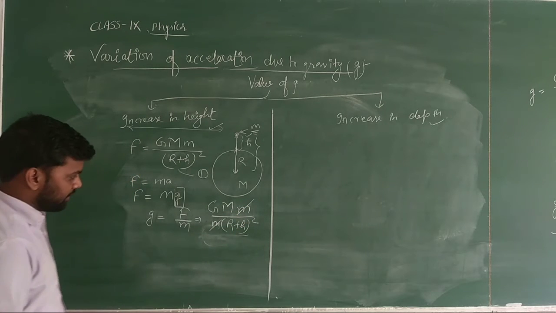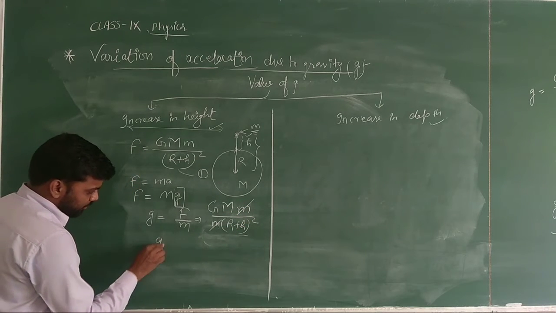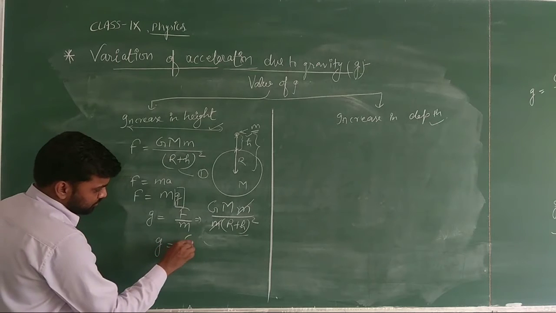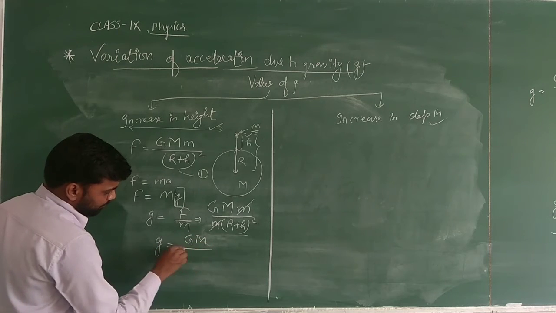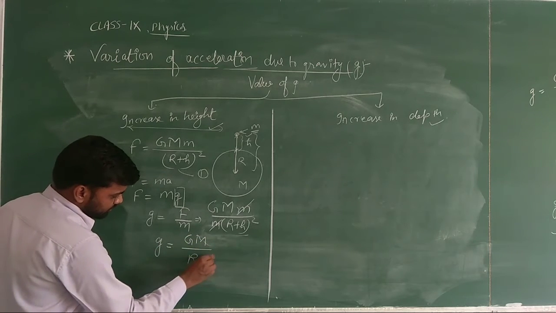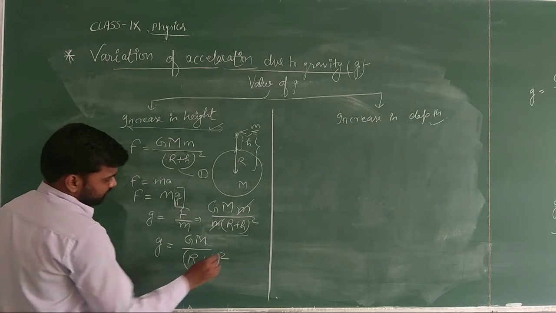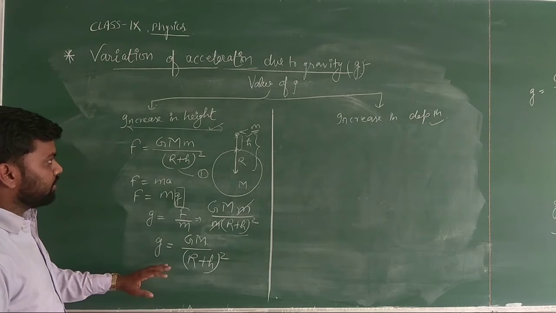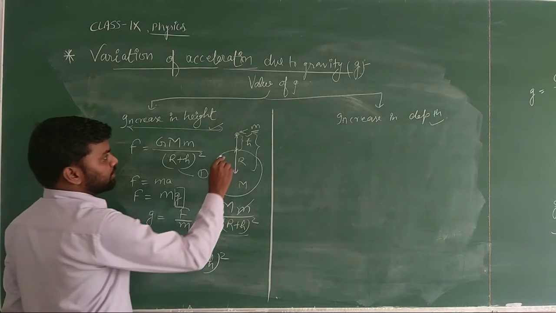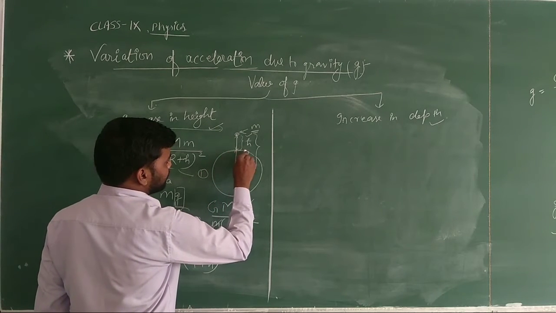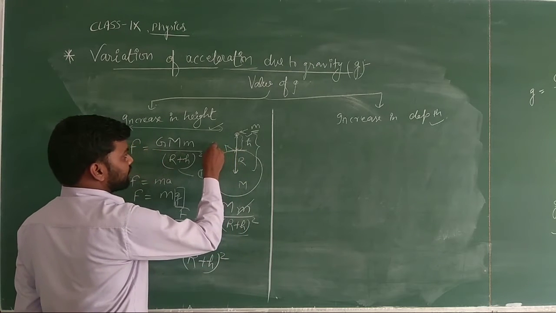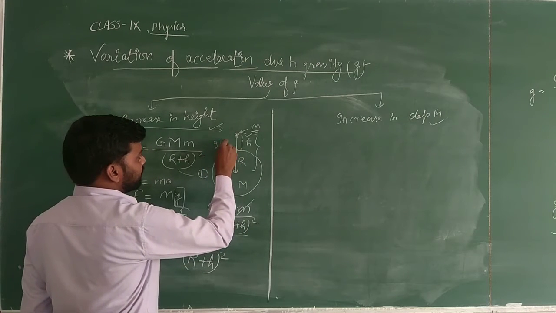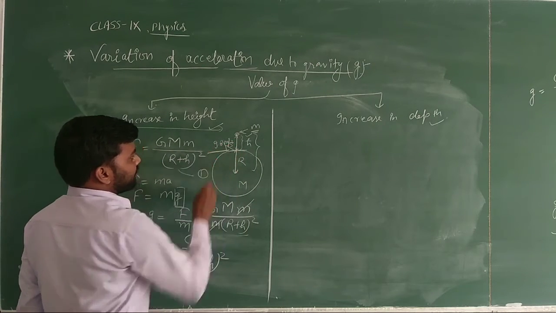We can cancel it here. So the value of small g will be equal to GM upon (R plus h) whole square. We can clearly see from here that the value of g we generally calculate at the surface of the earth. So we calculate it as 9.8 meter per second square.